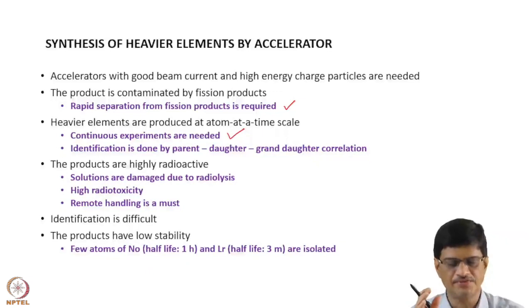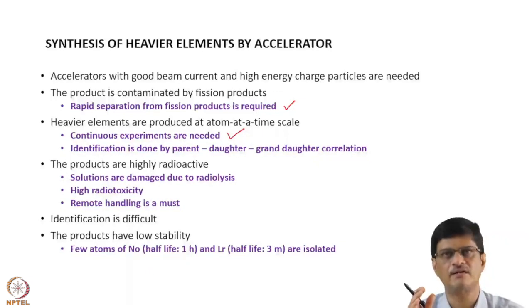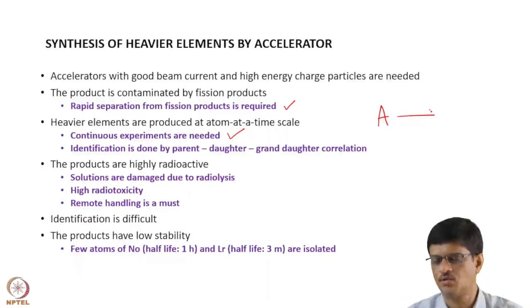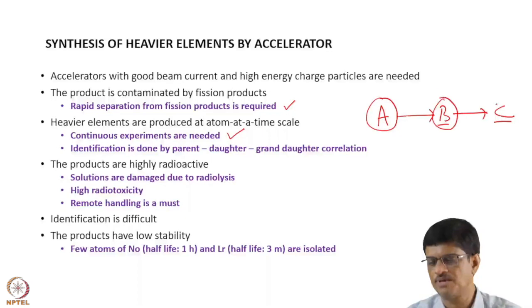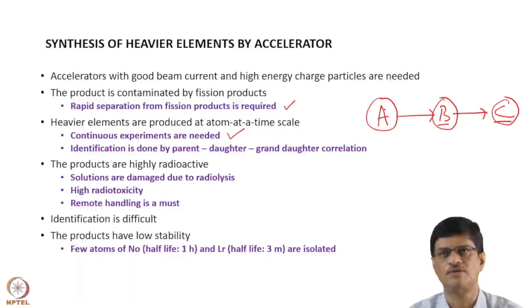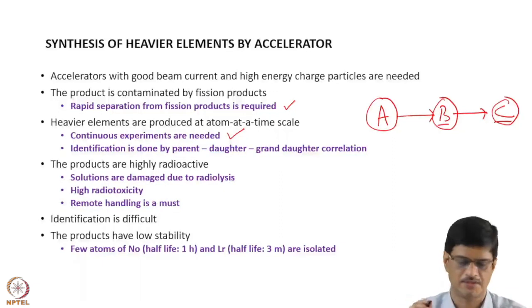And the identification is done by parent, daughter and granddaughter correlation, where you have one particular actinide A which is decaying to B, which is decaying to C. Because A has a very short half-life, when you carry out the experiment you probably cannot see A, but B and C will be in significant quantities. So by detecting B and C, you can say that A has also formed, and that is how the chemistry of A has been established.